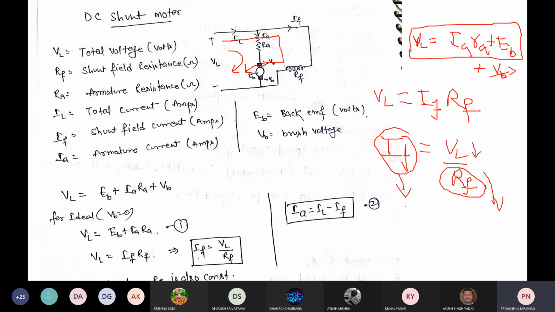Yes, sir. So the field winding current is proportional to flux. If the field winding current is constant, then flux is also constant. Yes, sir. Okay, so phi is constant. So first you have to understand that in the DC shunt motor, the flux is constant. Okay, fine.